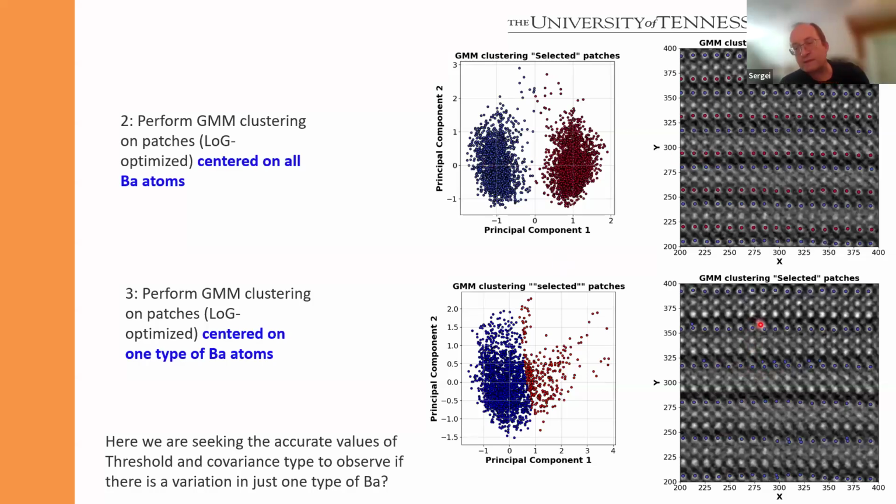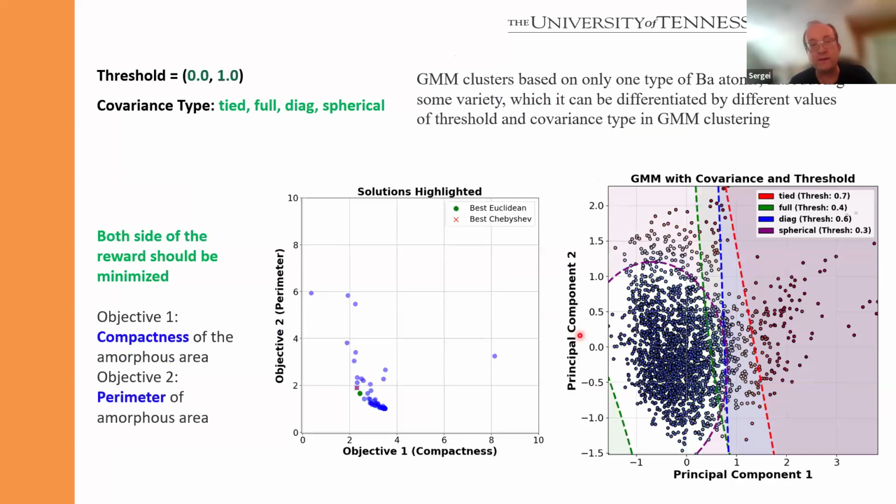But now when we are stuck with just one type of the barium atoms, in this case, you can see that there is some structure to this distribution. So there is one part of it, there is a second part of it, but there is no clear definition. Again, remember that this is a clustering in the 900-dimensional space. So what can we do? And it turns out that in this case, the approach based on the reward function again works remarkably well.